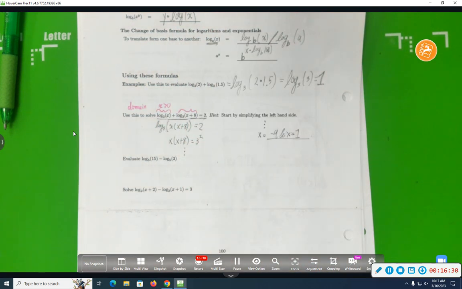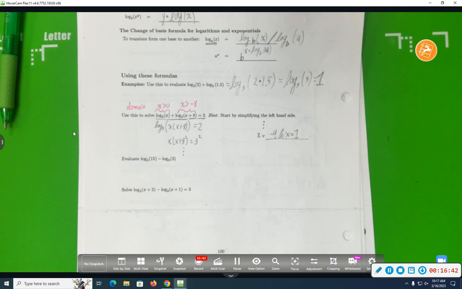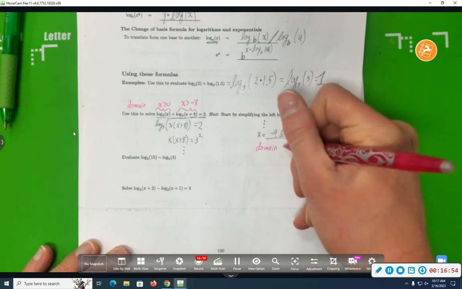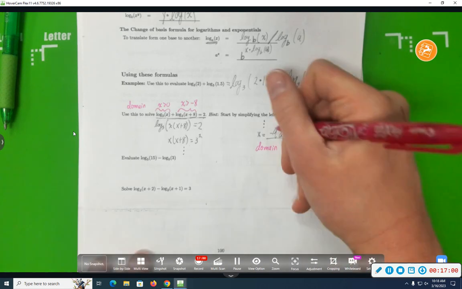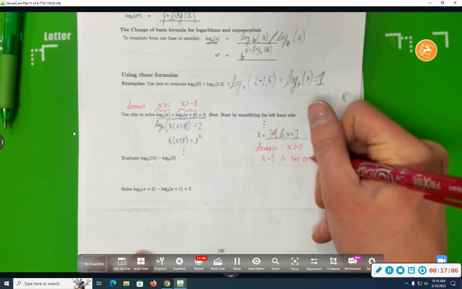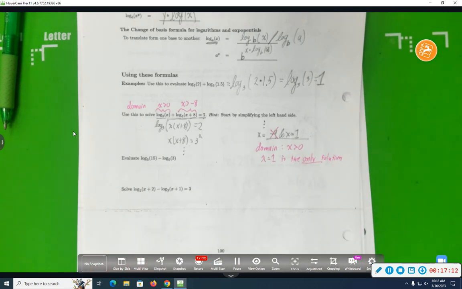In order for that piece to make sense, what inequality has to be true? X has to be greater than -8. So x has to be bigger than -8, and x has to be bigger than 0. So really that just means x has to be bigger than 0, right? Both things have to be true. Is -9 bigger than 0? X equals 1 is the only solution.